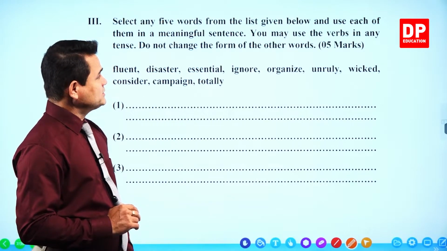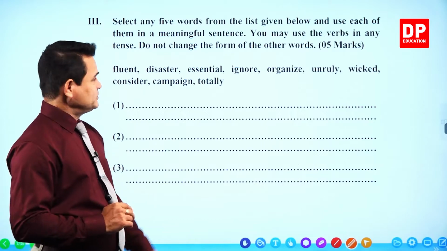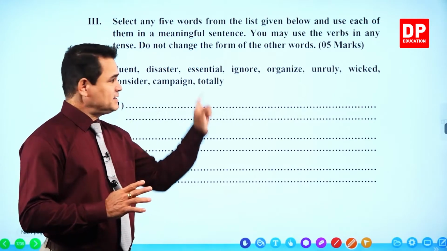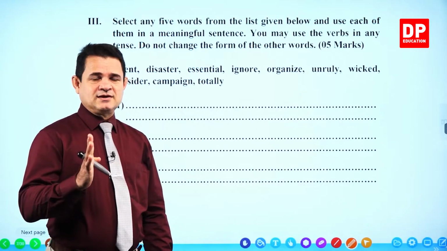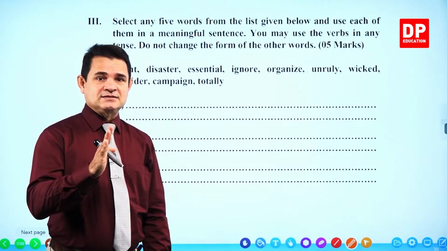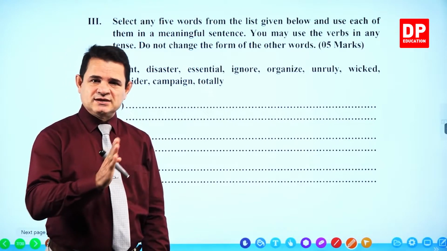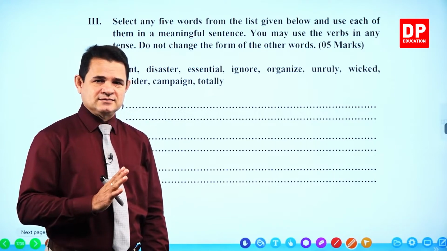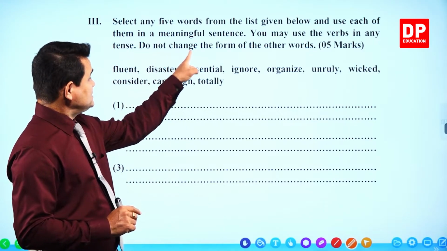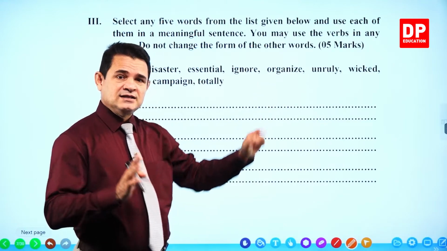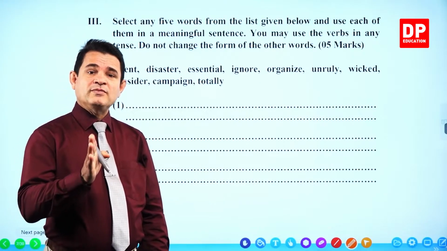And you may use the verbs in any tense. So that means there can be verbs. මේ අතර verbs තියෙන්න පුළුවන්. ක්‍රියාපද. ක්‍රියාපදයක් නම් you can use in any tense. You can use in past tense, present tense, or future tense, in any tense. Do not change the form of the other words. අනිත් වචන වල එහෙනම් form එක වෙනස් කරන්න බෑ.